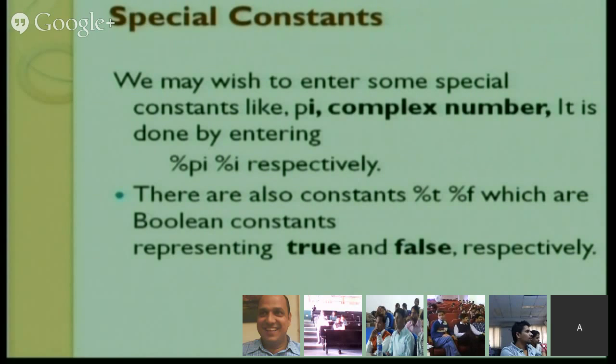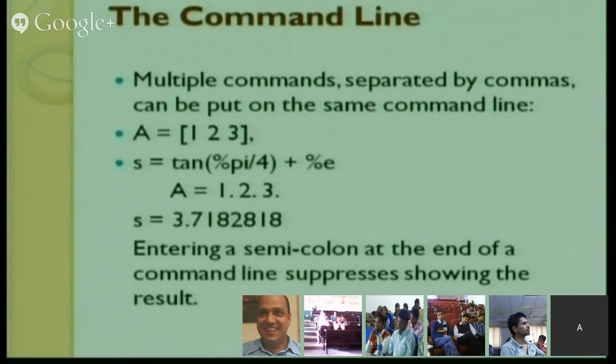The main difference from MATLAB is that in MATLAB we write special characters or special constants like pi and complex numbers as they are. But in Scilab we have to write a percentage sign prior to it. Means for pi, we write percentage pi, and percentage i. Then we can use percentage i as a complex number, and i we can use further as any other variable. Similarly, percentage t is for true and percentage f is for false in the Boolean constants. For the comment line, in MATLAB we use percentage, but here we use double slashes, as we do in C programs.